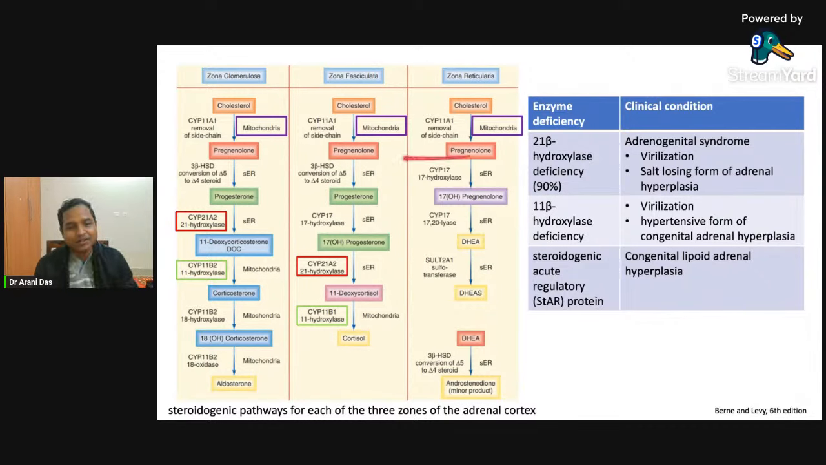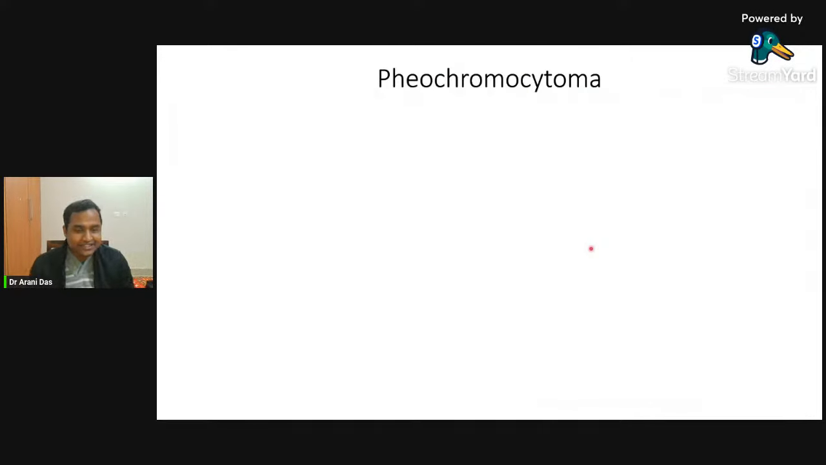So because no aldosterone, no cortisol, no dehydroepiandrosterone is being generated, it produces no negative feedback again, more and more ACTH again, and produces adrenal hyperplasia. It is also associated with lipoid accumulation in the adrenal gland. But this type of hyperplasia is not associated with virilization because dehydroepiandrosterone is also not produced here. So this is all about congenital adrenal hyperplasia. The last disease is pheochromocytoma.